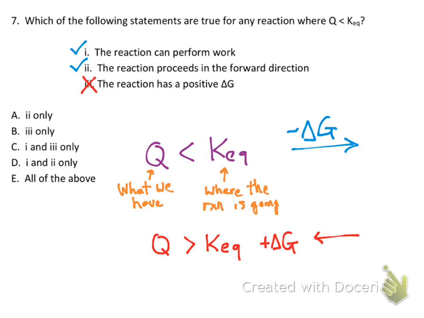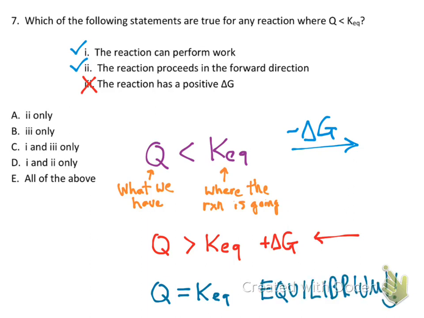Our final scenario is if Q is equal to KEQ. Well, if Q is equal to KEQ, what does that mean? What chemical state are we at? We're at equilibrium! And at that point, delta G is not positive nor negative. It would be equal to 0.